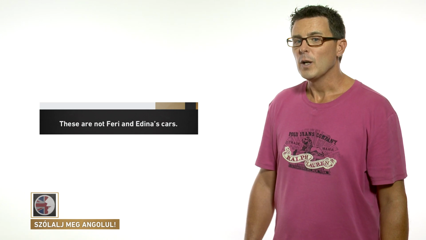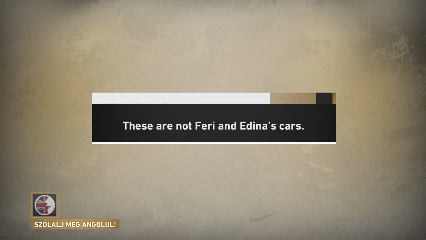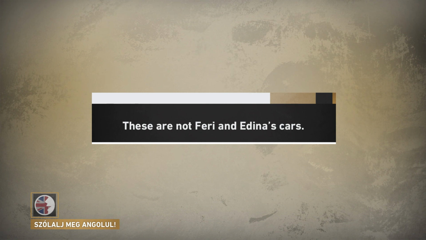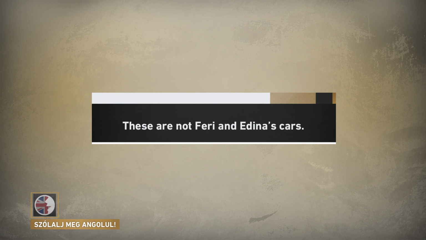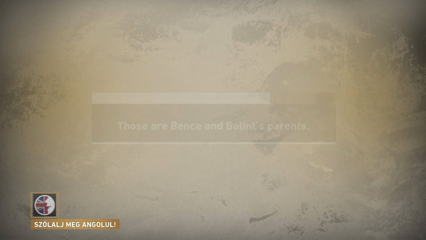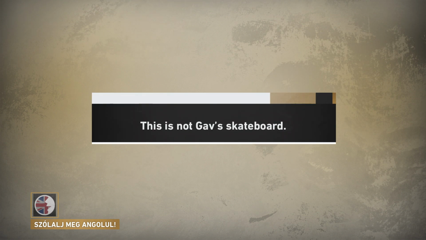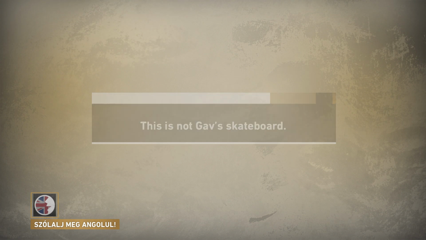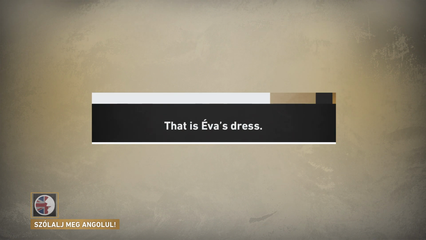Now, look at the last sentence again. Remember, we know that if the noun belongs to two people, then we use the possessive apostrophe S at the end of the second name. Those are Bence and Balint's parents. This is not Gav's skateboard. That is Ava's dress.